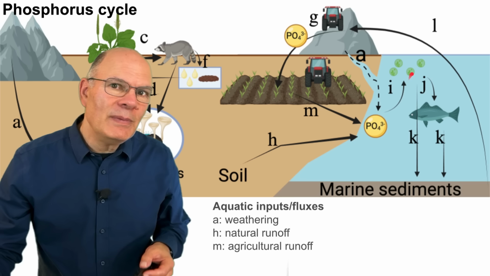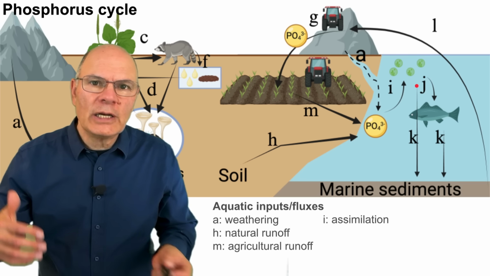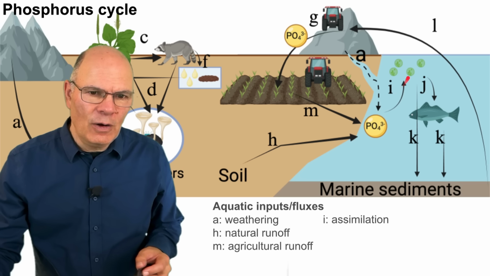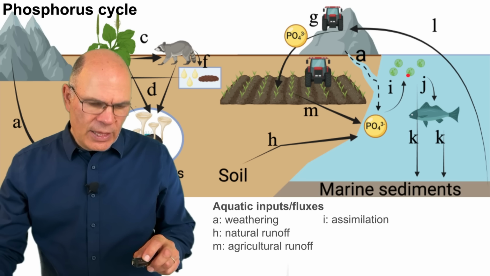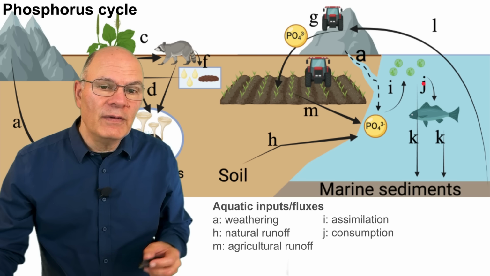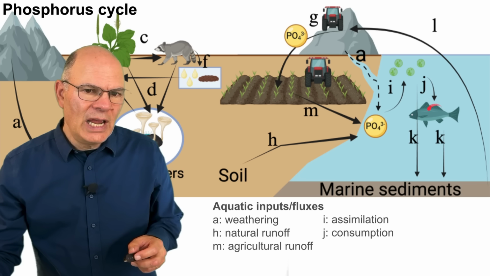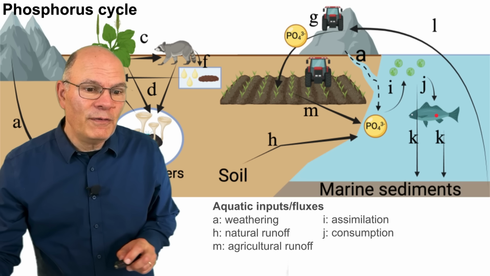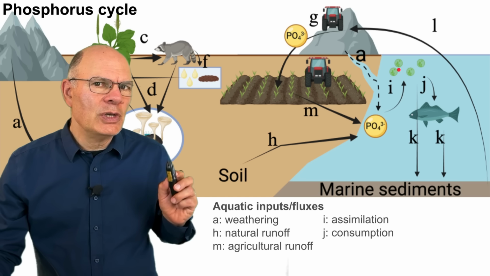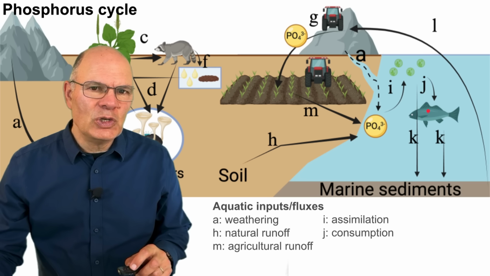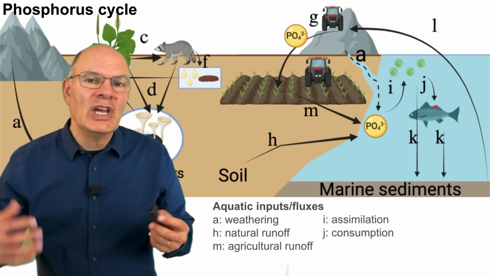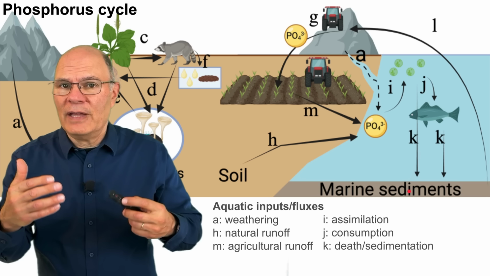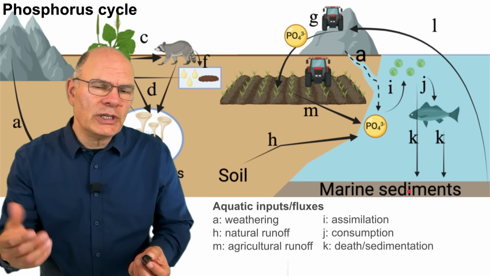That phosphate can be assimilated by aquatic producers, algae, and that's shown at letter I over here, that assimilation. Then there can be another flux of consumption that'll take the phosphate from those producers into consumers or fish. Now, when both those producers and the consumers, the algae and the fish, die, what'll happen is they'll fall to the bottom of a lake or the ocean.